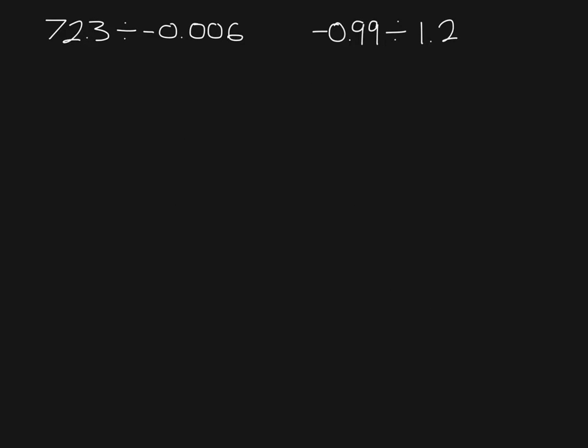All right, let's try 2 more just like those. So in our first problem here, I know I'm going to have a negative answer because I have 2 numbers with different signs. So I'm going to set up my division. I got 72.3. I'm dividing by 0.006. Now this is another instance where I'm going to have to move my decimal.